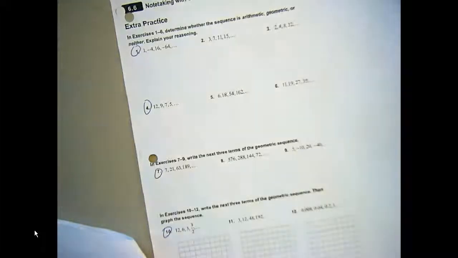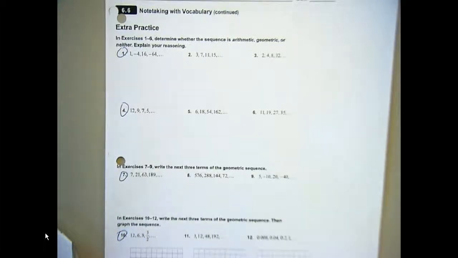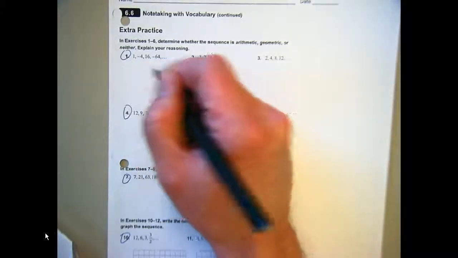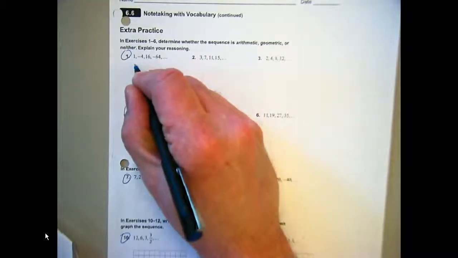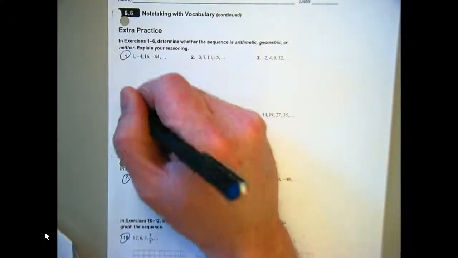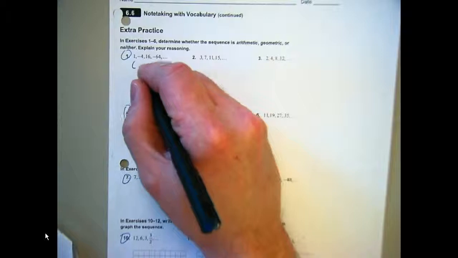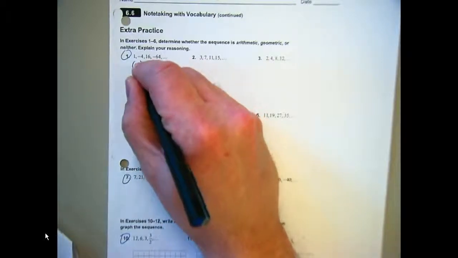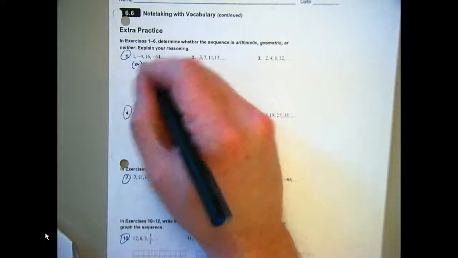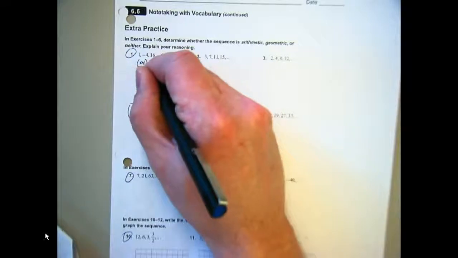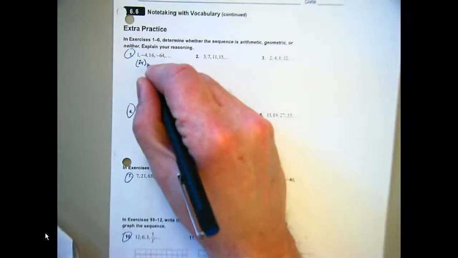Let's go ahead and check these last ones out here. Or are these first couple out? The first one, what are we doing each time? Okay, X, what are we doing each time here? Good, we're multiplying by 4, and since it's alternating positive and negative, we're actually multiplying by what? Negative 4, okay? So we're multiplying by negative 4 every time, so therefore this is geometric.